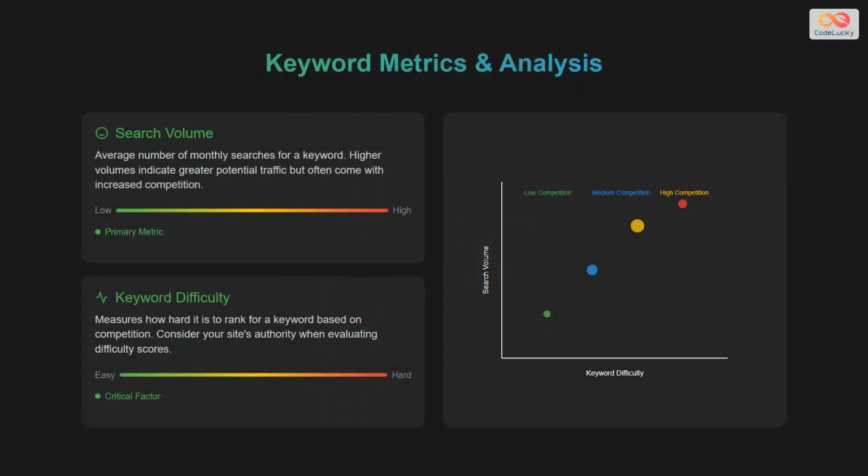There are 2 important keyword metrics to consider. Search volume is the average number of monthly searches for a keyword. Higher volumes indicate greater potential traffic, but often come with increased competition. Keyword difficulty measures how hard it is to rank for a keyword based on competition. Consider your site's authority when evaluating difficulty scores.